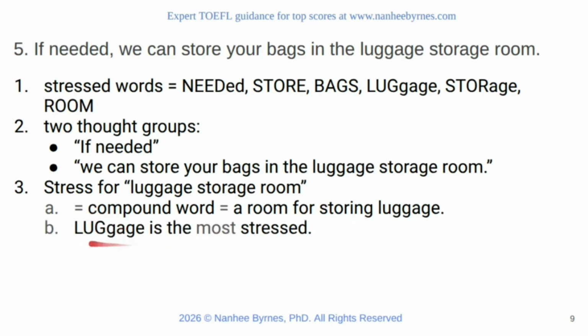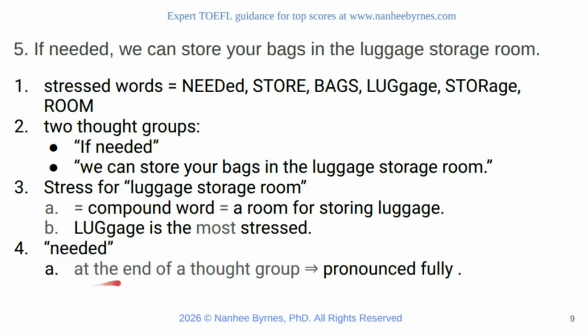Pronunciation tips. Because there is a pause after needed, the word needed is pronounced fully. When can is used in an affirmative sentence, it usually has no vowel sound and sounds like kin. The word in often sounds like un. Now repeat after me. If needed, we can store your bags in the luggage storage room.